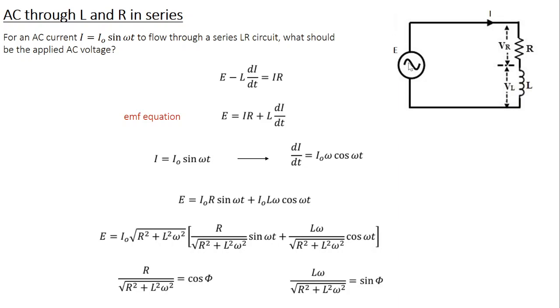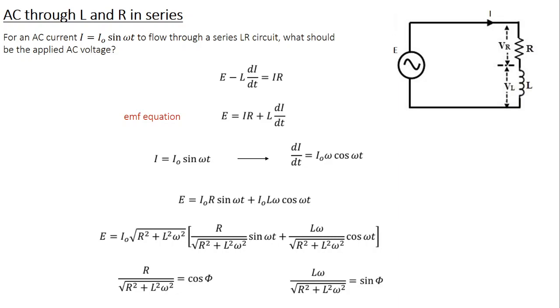So in the previous classes, we have tried to answer the question for a given AC voltage E equal to E naught sine omega t, what is the corresponding AC current? Today, let's try to answer the converse question. For an AC current I equal to I naught sine omega t to flow through a given circuit, what should be the applied AC voltage?